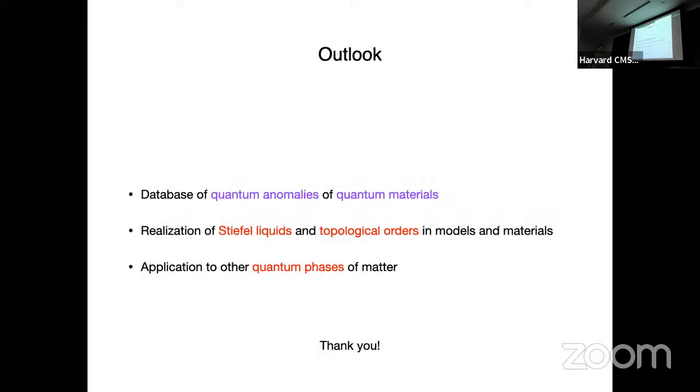And as an outlook, because it's so important to know the anomaly, maybe it's useful to have a database of all anomalies of all systems. And strictly speaking, we are just suggesting their existence, and it's good to really realize them in models and materials. And it would be interesting to apply this philosophy to other quantum phases. Thank you.